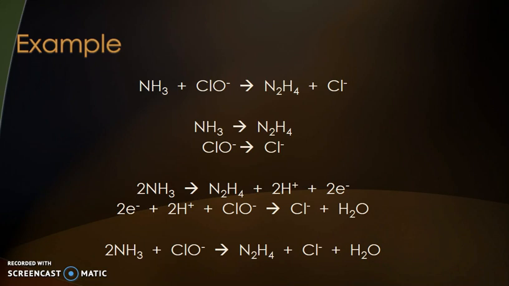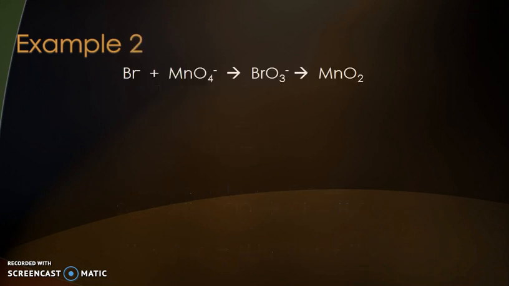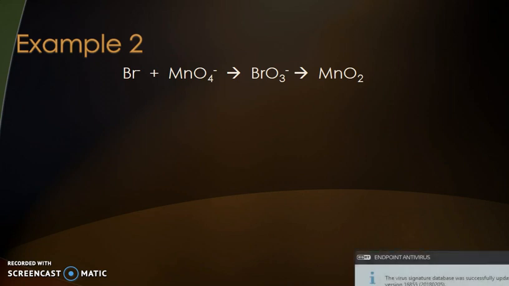However, the next example is a little more complicated. In this case, we have bromide, the Br minus, and permanganate making bromate and manganese dioxide. Sorry, that should be a plus manganese dioxide, not an arrow to manganese dioxide. Okay, so we can break that into two half equations. First we have bromide turning into bromate.